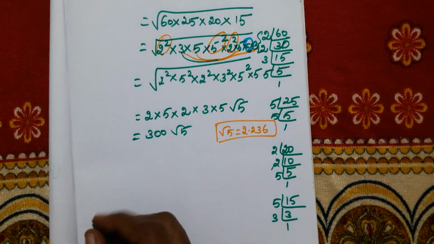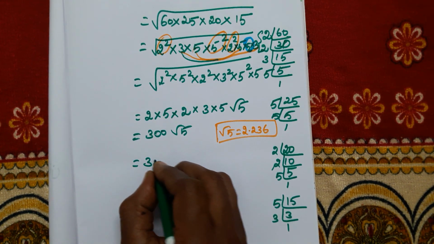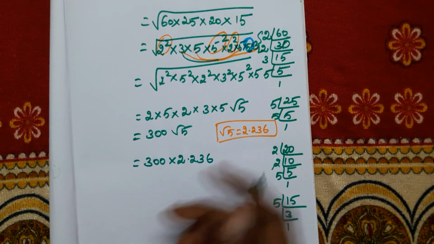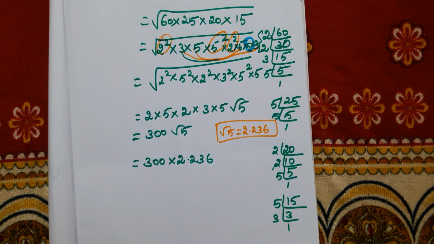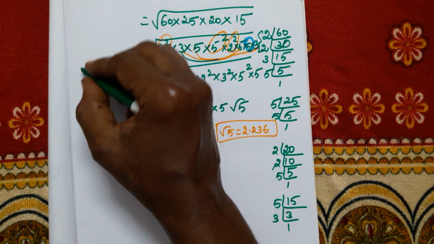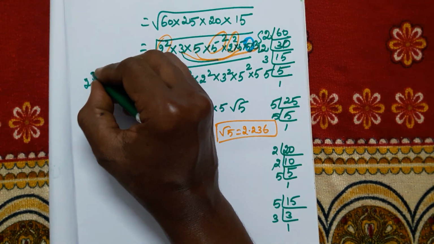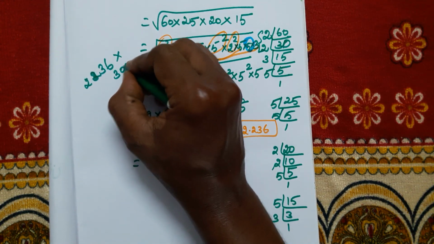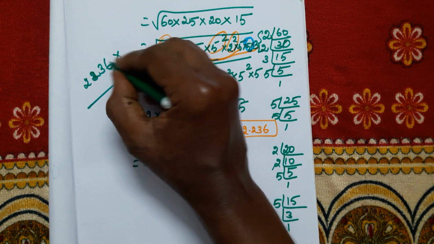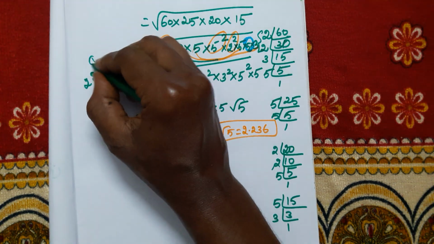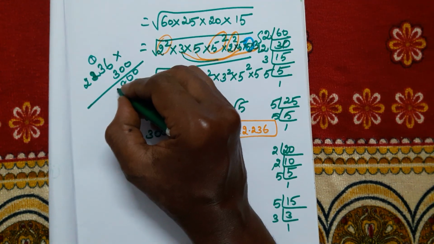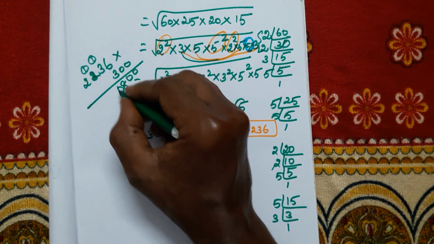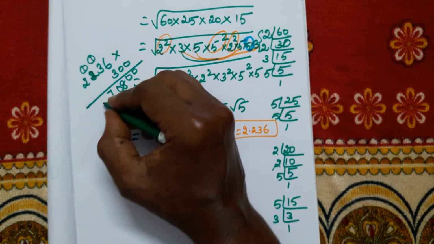So when we are multiplying, what we are getting? 300 into 2.236. Multiplying 2.236 into 300. 0, 0, 6 3s are 18, 1 balance. 3 3s are 9 plus 1, 10, 1 balance. 3 2s are 6, 6 plus 1, 7.